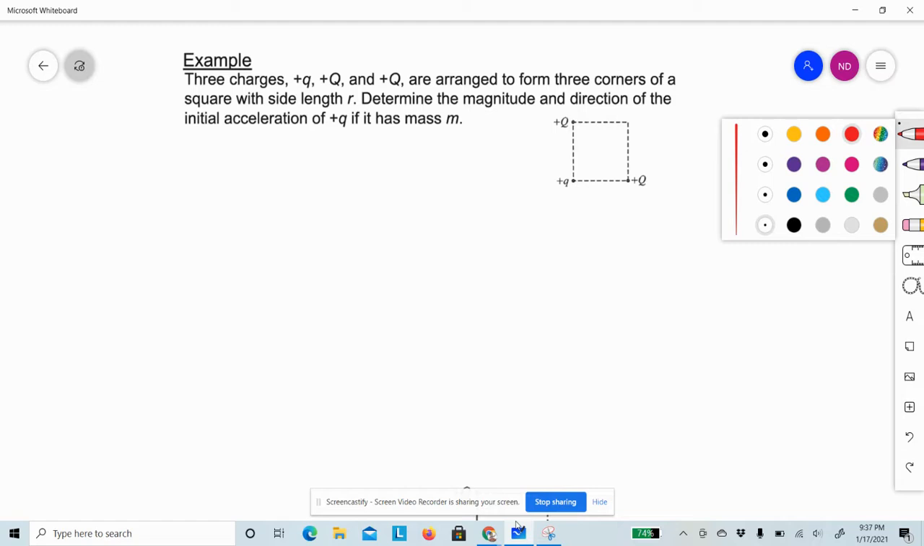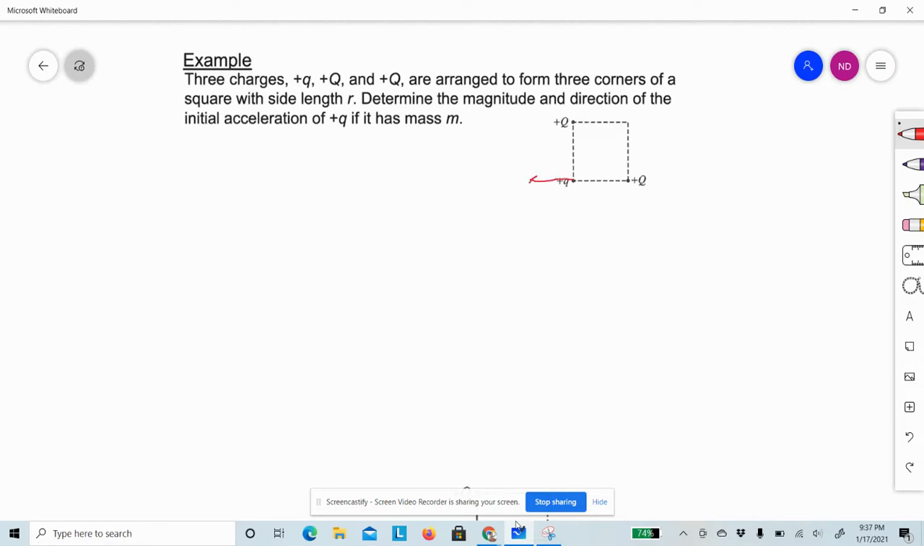has mass m. Well, this positive capital Q and this positive lowercase q are going to repel each other. And so on lowercase q here, there's going to be a force of repulsion that way. And this positive Q is going to repel this positive lowercase q. And so there'll be another. These will be electrostatic forces.